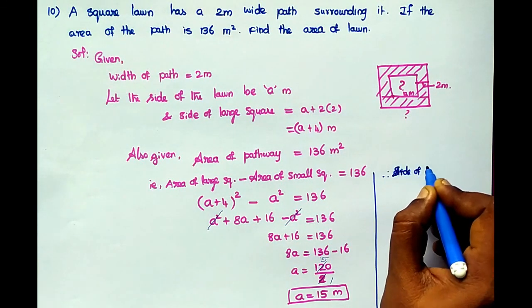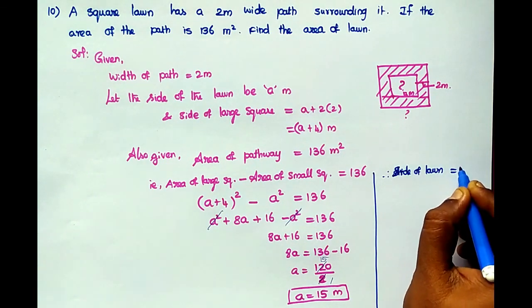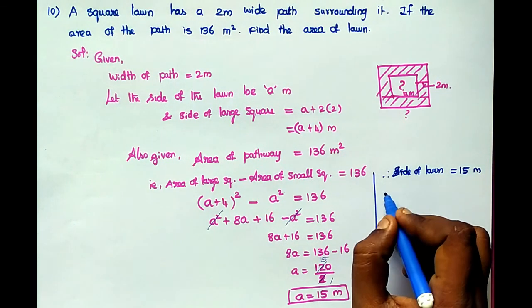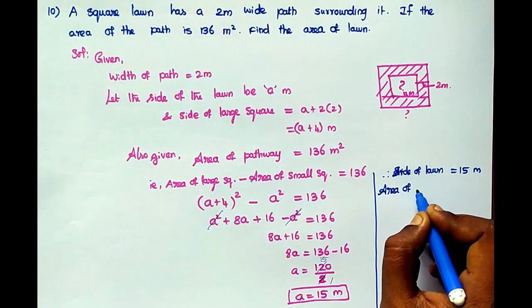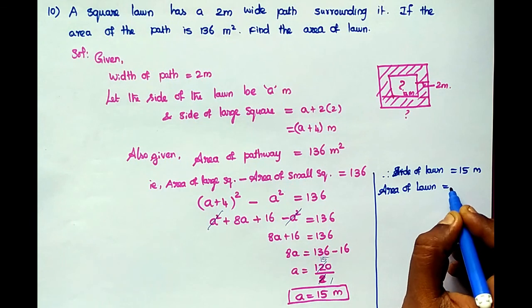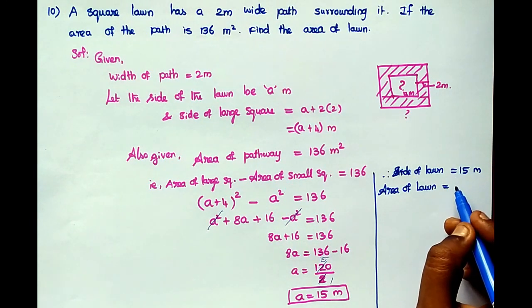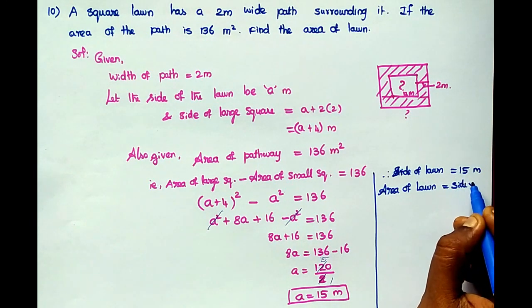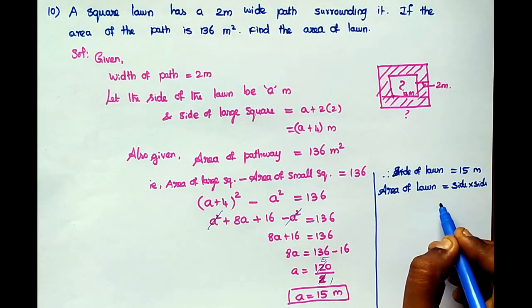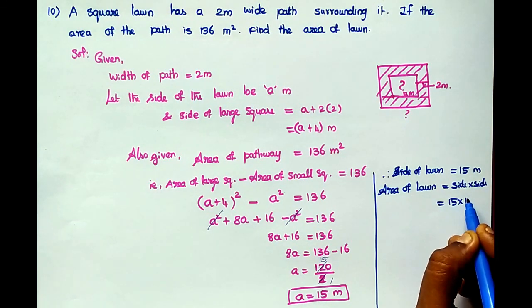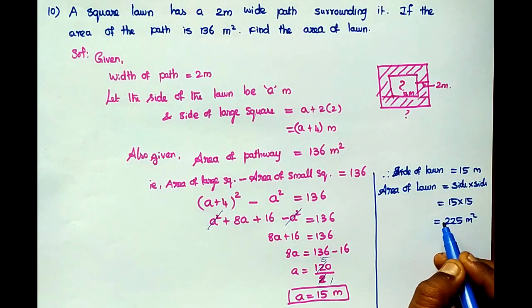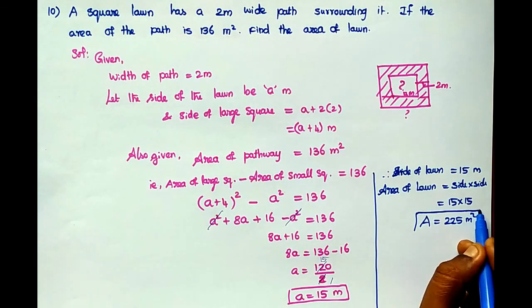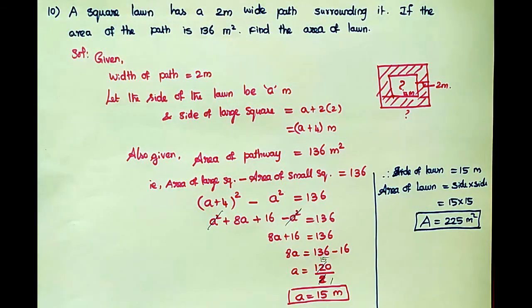Side of lawn equal to 15 meter. Now they ask area of the lawn. Area of lawn equal to a into a, side into side, right? That means 15 into 15, we get 225 meter square. That is area of the lawn. That is the answer.